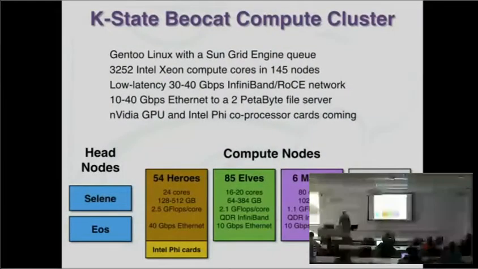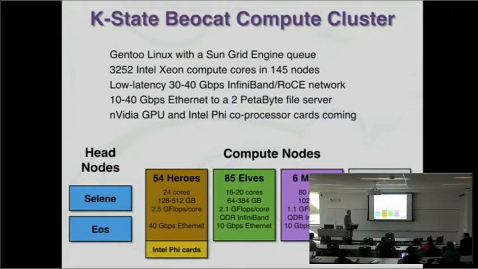So I'm going to back up here and start by showing you an overview of what Beocat is. I know that Kyle talked about some of this on Monday, but I want to reiterate this because this gives you a big picture of what Beocat is and what its capabilities are. We're running Gen 2 Linux. That's just the flavor of Linux that we run, and a Sun Grid Engine queuing system. So I'll refer to this as SGE, or the queuing system.